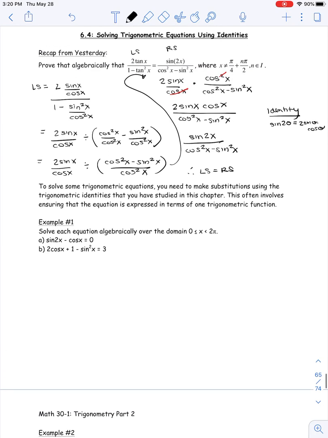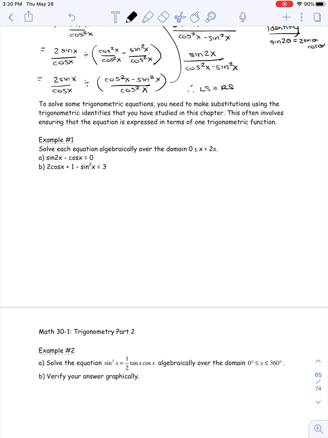Now going on to our new lesson 6.4, where we want to solve trigonometric equations. We need to make substitutions using trig identities. Once we have done the substitutions, then we can solve for the solution. We want to make it as simple as possible first. Once it's simplified, that's when we'll solve for the value over the domain given. In example 1A, they're giving us a double angle, which we don't like to work with, so we're going to replace sine 2x with 2 sine x cos x.